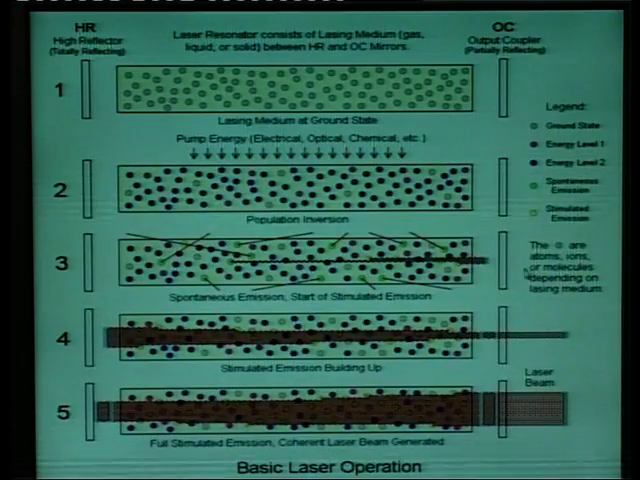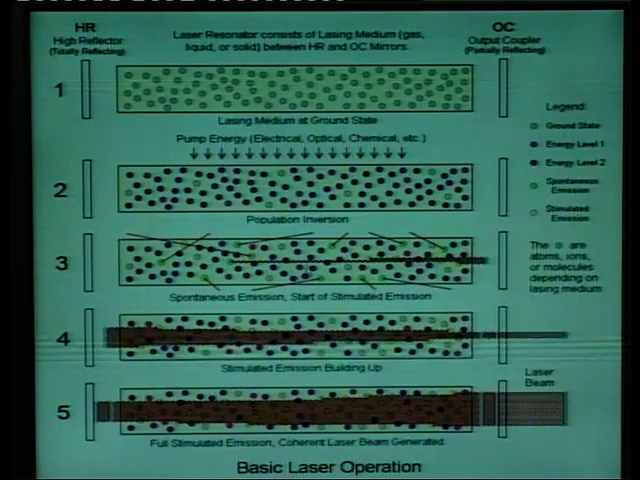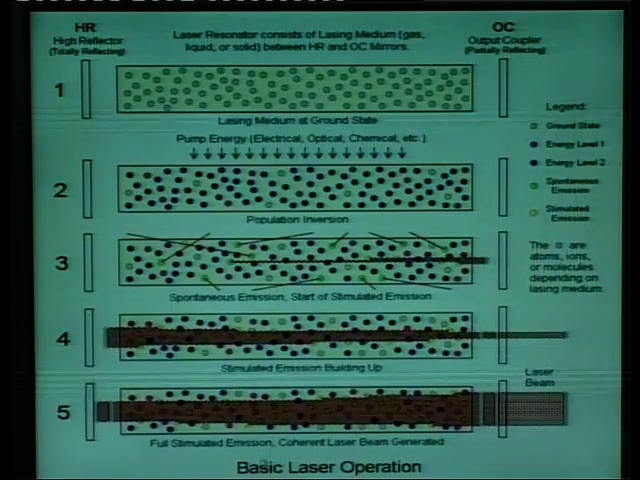The gray ones are atoms, ions or molecules, depending on the lasing medium. So now just see what is happening in step 3. The production of laser is beginning, laser action is beginning, that is, stimulated emission has started. So 1 to 2, 2 to 4, 4 to 8. So just see here, after reflection from this mirror, stimulated emission is building up, and full stimulated emission, a coherent laser beam, is generated. So here the laser beam is generated. So this is basic laser operation.